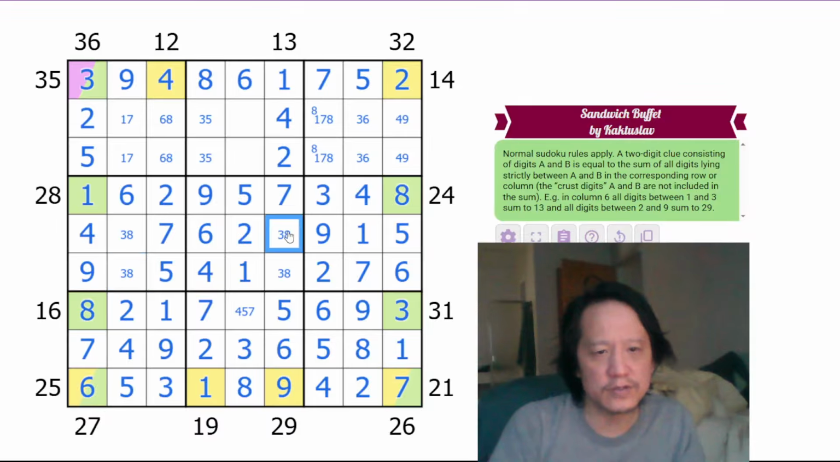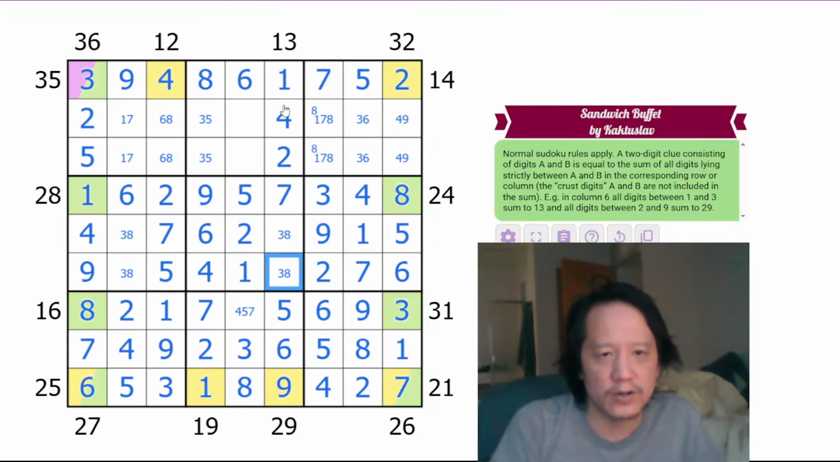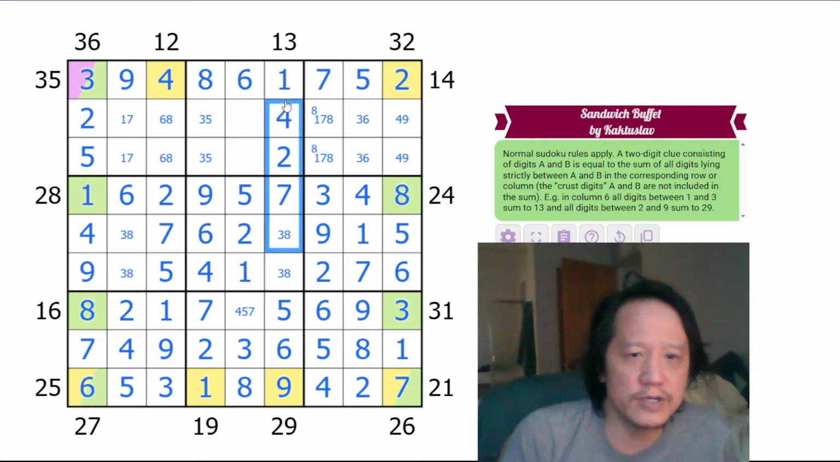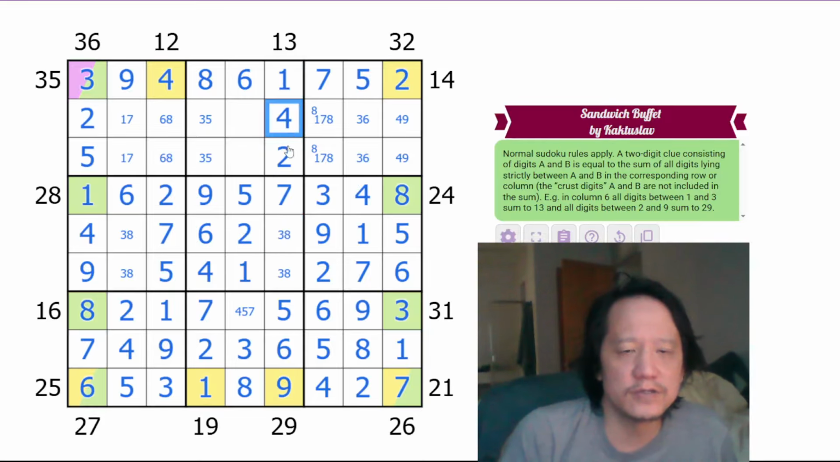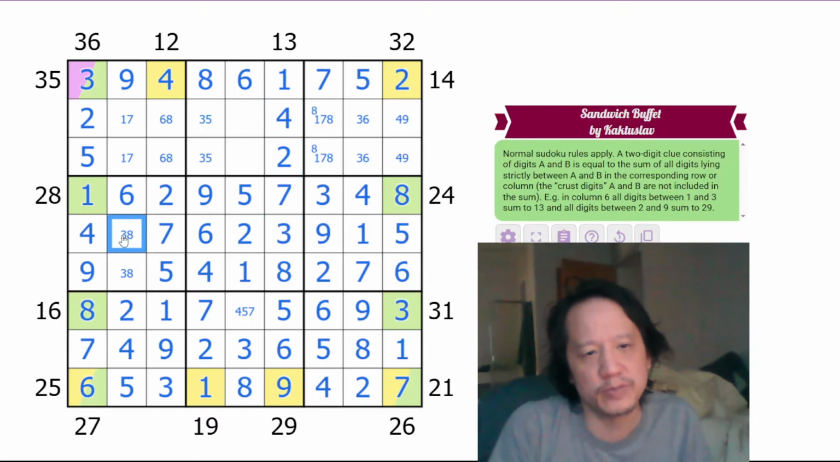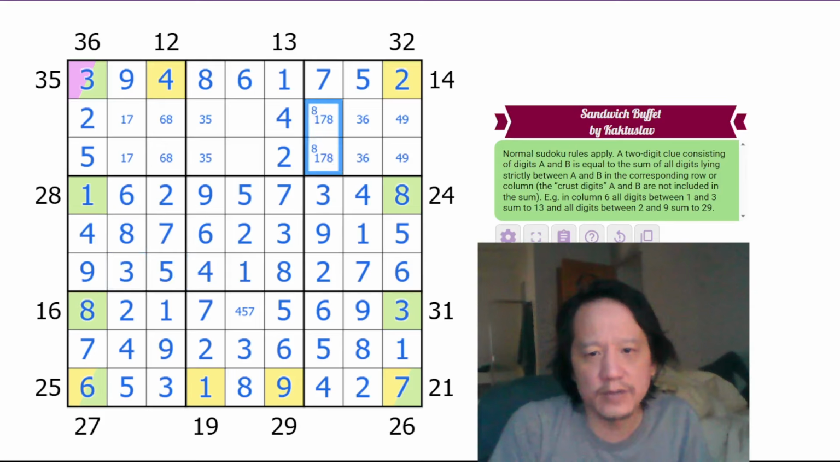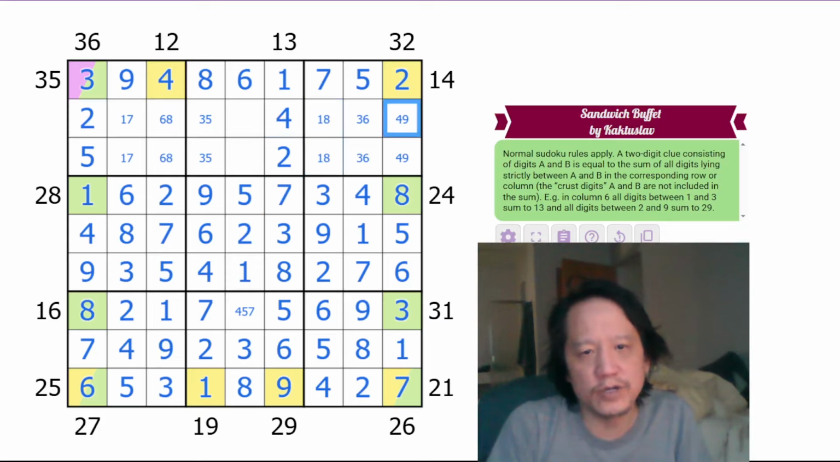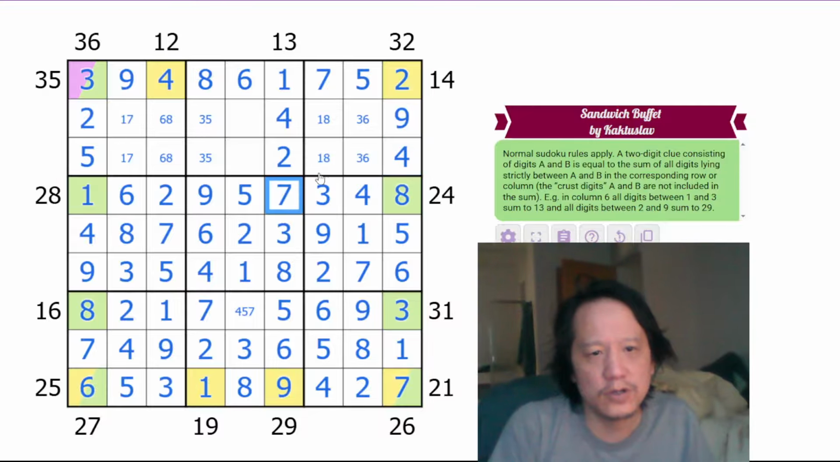This can't be 7. This is a 3-8 pair, 3-8 pair. Between the 1 and 3 has to be 13. This is 4, 2, 7, which adds up to 13. So this is 3, which makes this 8. 3 eliminates 3 here, so it's 8 and 3. This can't be 7. This 4 eliminates 4 here, so it's 9 and 4. So this is done now.